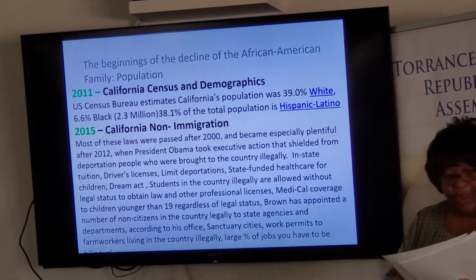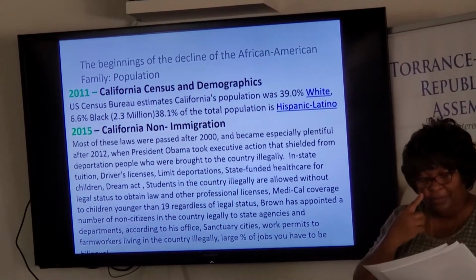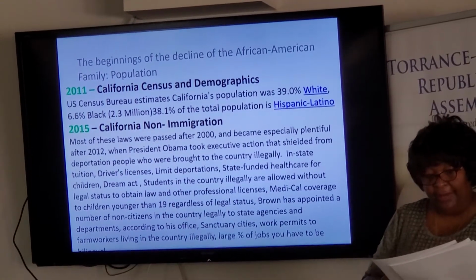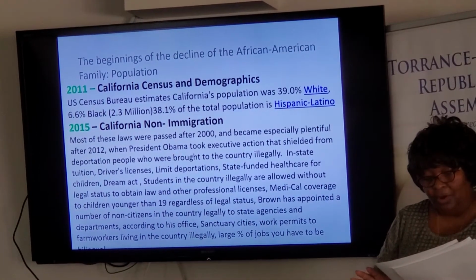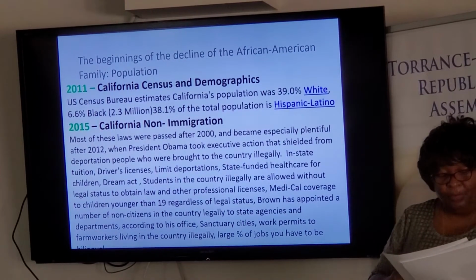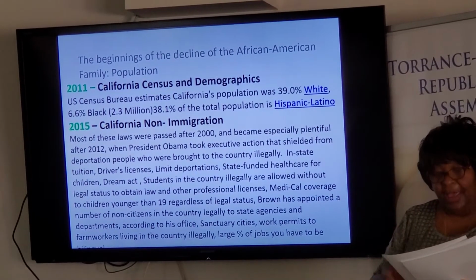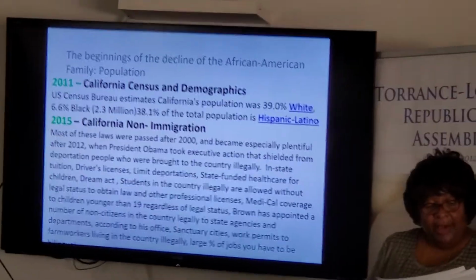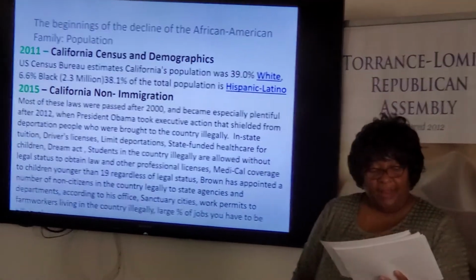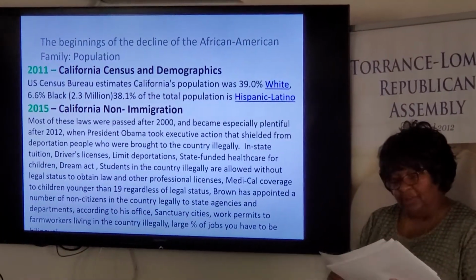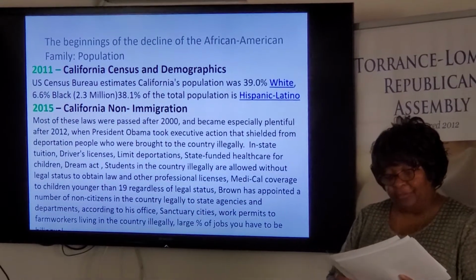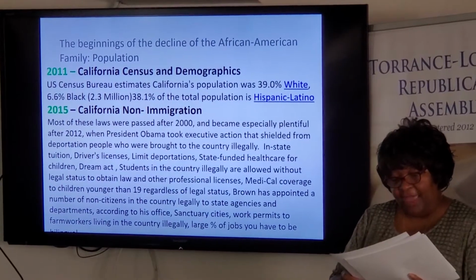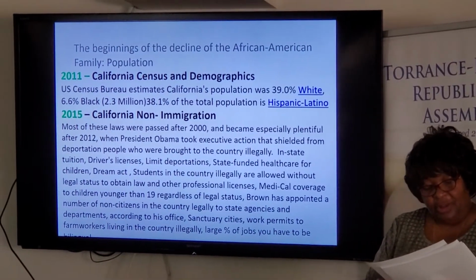Okay, so this is just a demographic of California. Like we said before, this is like 2011, and we're getting ready to do a statistic right now for the census tract. At that time, 39% were white, only 6.6% were black, and Hispanics were 38%. I think Hispanics surpassed whites in that case. Now, 2015, California non-immigration. Most of these laws were passed after 2000 and became especially plentiful after 2012, when President Obama took executive action that shielded a lot of these people from deportation.